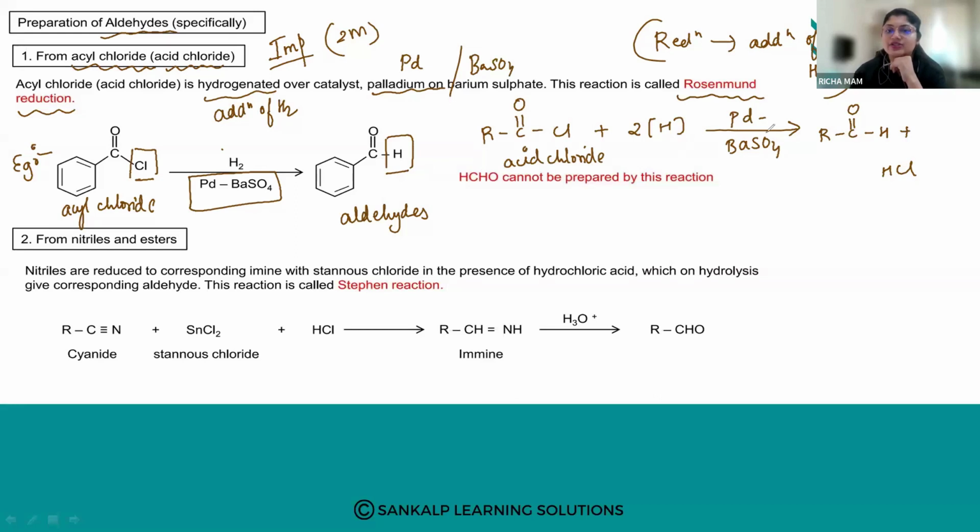We are doing hydrogenation in the presence of palladium and barium sulfate. You'll get an aldehyde. You'll get what? Aldehyde. Is it clear? Rosenmund reduction. Reduction is what? Addition of hydrogen. Is it clear?